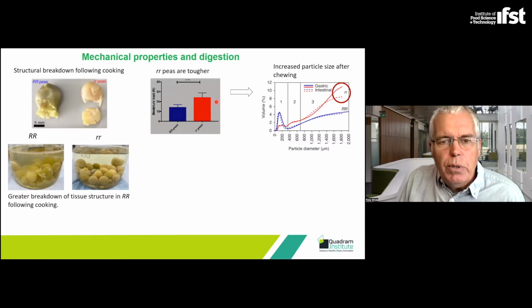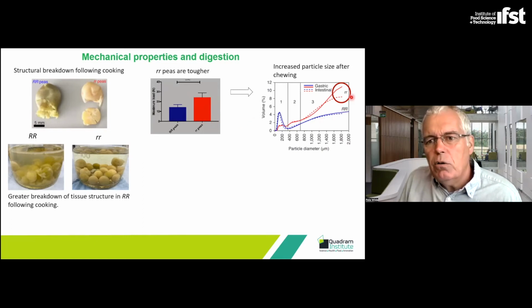The mutant peas were tougher. They were stronger when you compress them, and they break down in a different way. There were a lot more larger particles following chewing compared to the wild type pea, which released a lot of the smaller particles, which were individual cells or starch granules, which were then much more available for digestion.